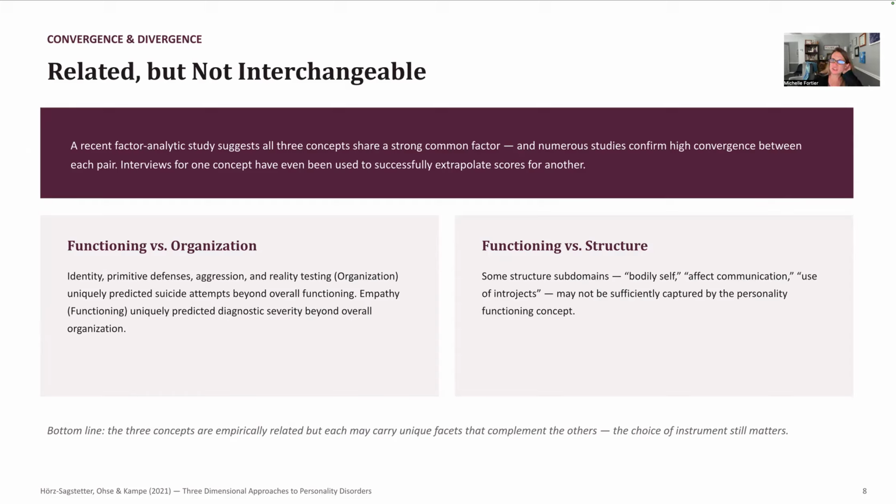Then we have functioning versus structure. Some structure subdomains, bodily self, affect, communication, use of introjects, may not be sufficiently captured by the personality functioning concept. Bottom line, the 3 concepts are empirically related, but each may carry unique facets that complement the others. The choice of instrument still matters.